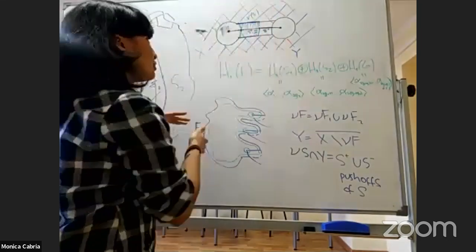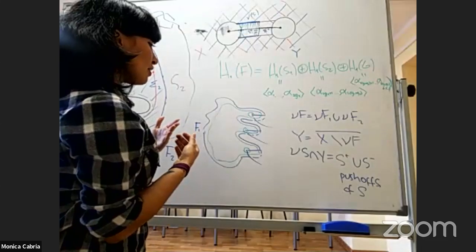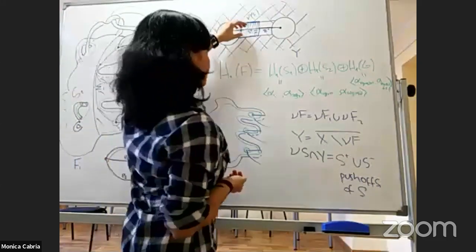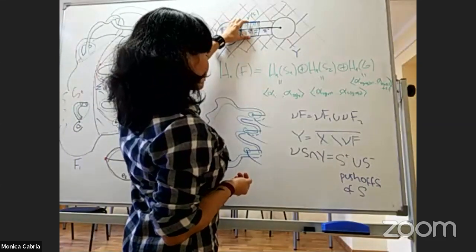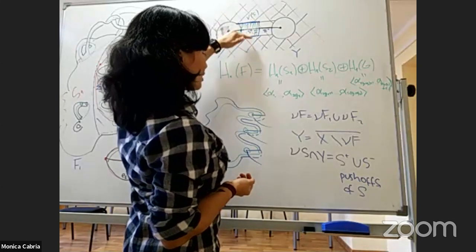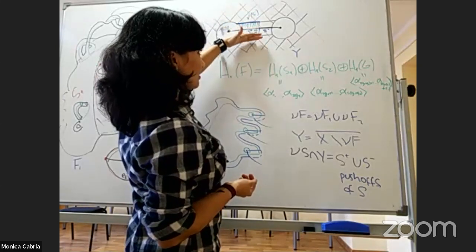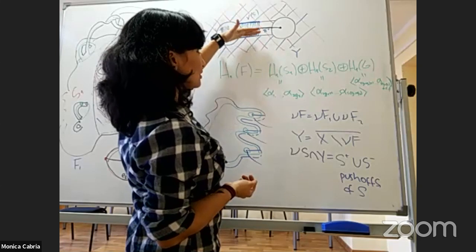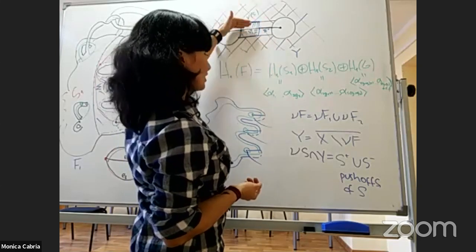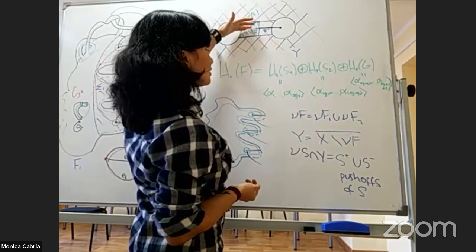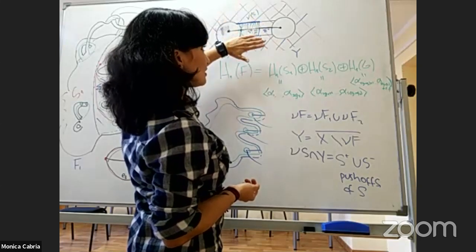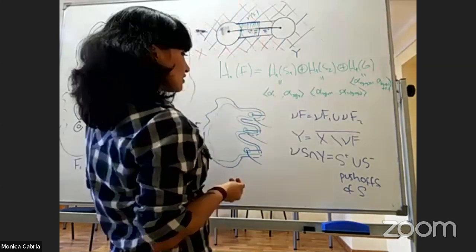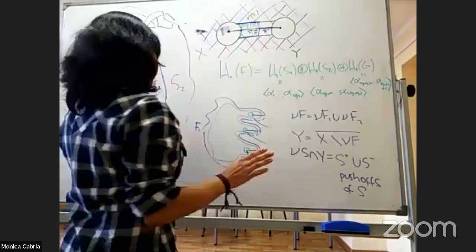And now we see that if we intersect this neighborhood of S with Y, we actually have just push-offs, two copies of the S, which is here in the center. So we're going to call them S plus and S minus. This is what we have done so far.